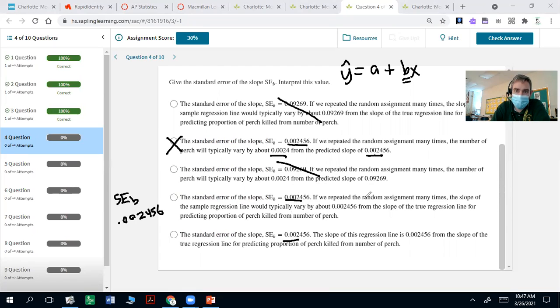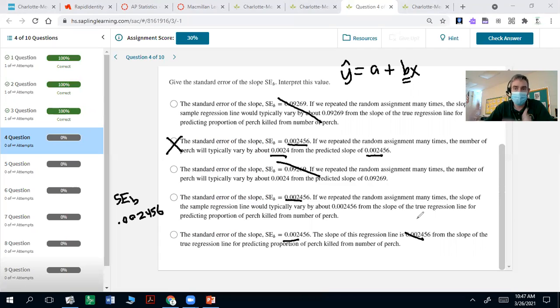For this third one, it seems plausible, but let's look at the last one here. The slope of the regression line is this number. No, that is not the slope. Oh, hold on. That number from the slope of the true regression line for predicting proportion of perch killed from number of perch. Well, that's awkwardly worded. It's typically that far away from the slope. It's not that far away from the slope.